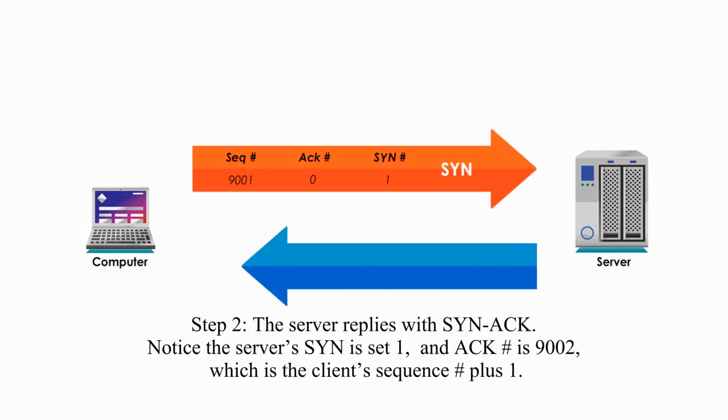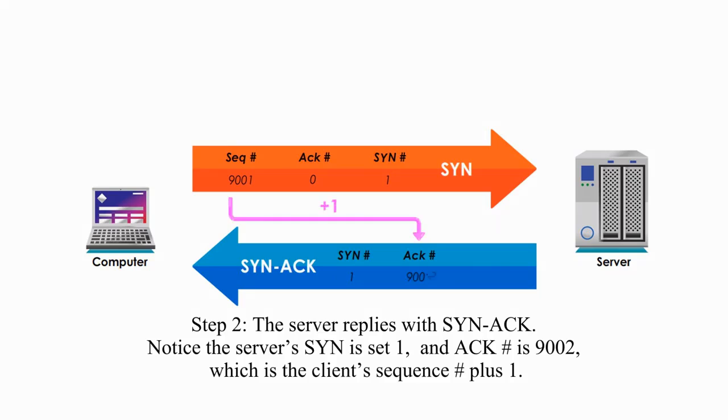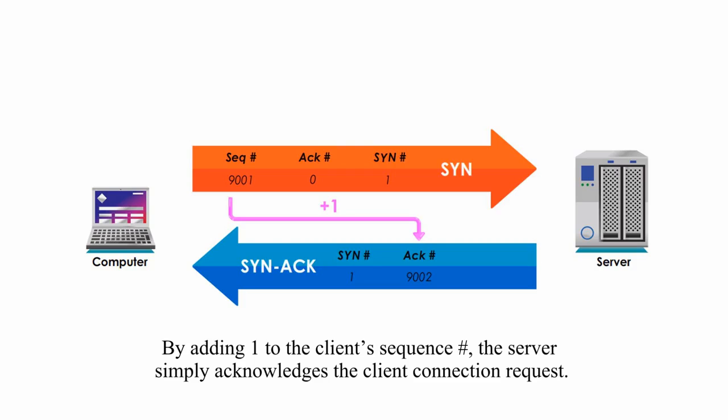Step 2. The server replies with SYN ACK. Notice the server's SYN is set to 1, and the ACK number is 9002, which is the client sequence number plus 1. By adding 1 to the client sequence number, the server simply acknowledges the client's connection request.